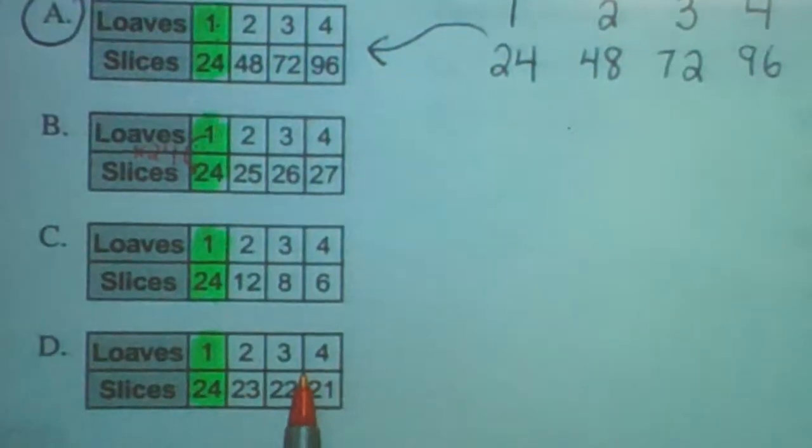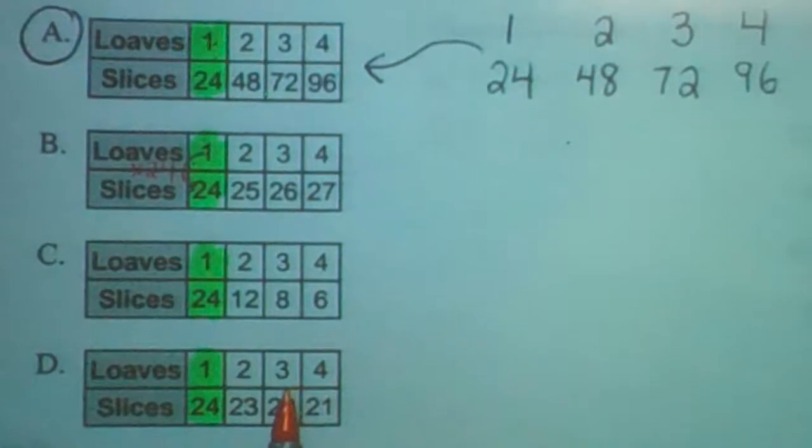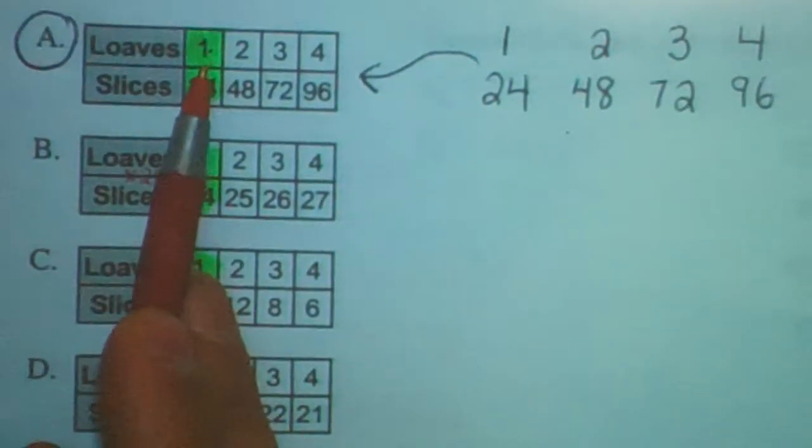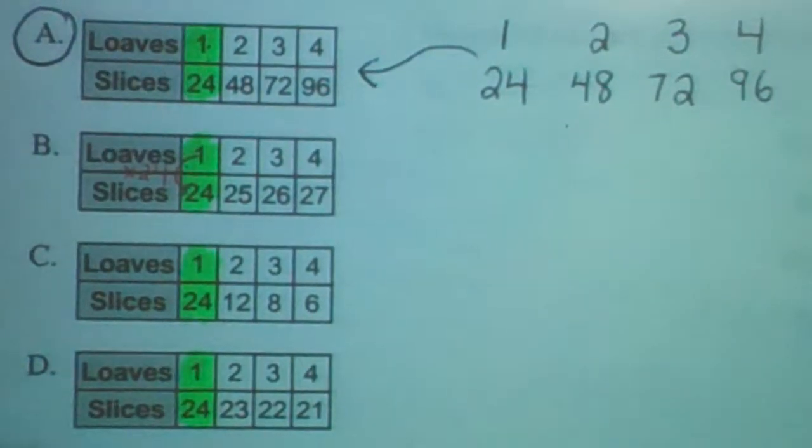Times 24 doesn't work. This was a pretty easy problem that some people got tricked on. Again, reduce the ratio and then roll your numbers up. The answer choice was A.